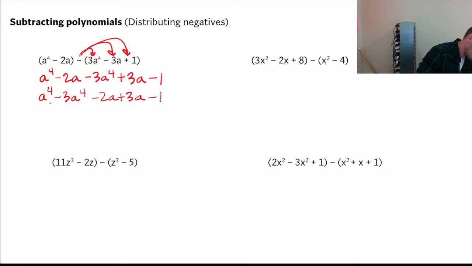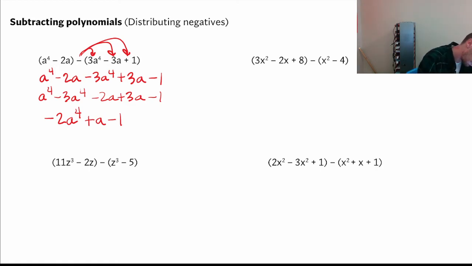And then it makes it easier to look at: a to the 4 minus 3a to the 4 is going to be negative 2a to the 4. And then negative 2a plus 3a would be plus 1a, and minus 1. So just take the first things, copy them down, distribute the negative, and then we're adding after that.